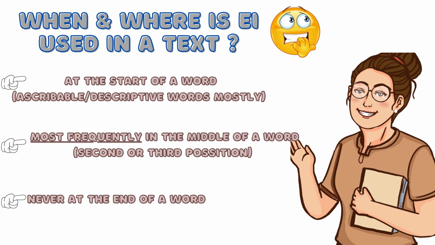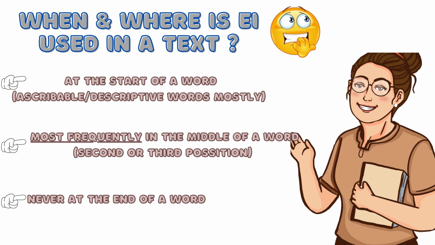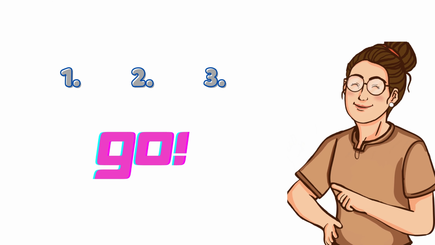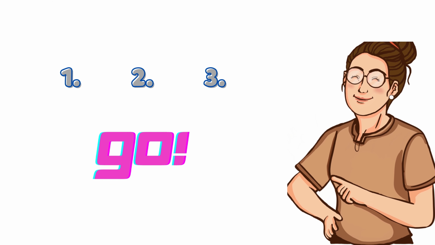Opposite to that, this one is most frequently seen in the middle of a word, but only really in the second or third position. In case of it being at the start of a word, it is usually describing a circumstance or an action. I'm most certain that it never occurs at the end of a word. One, two, three, and go.